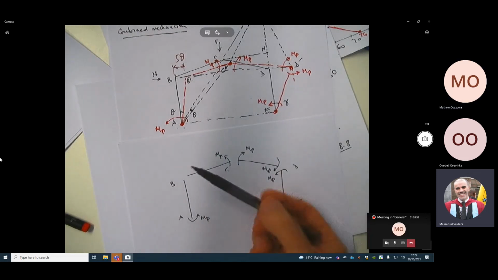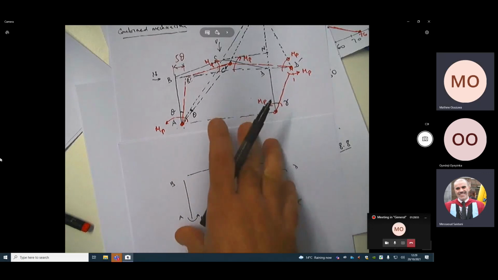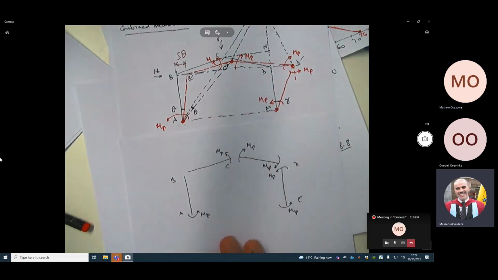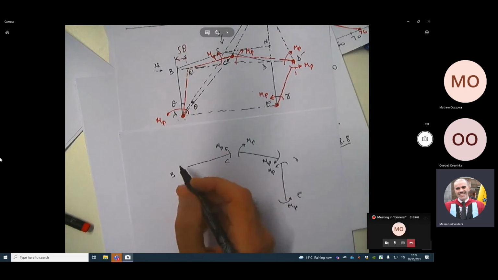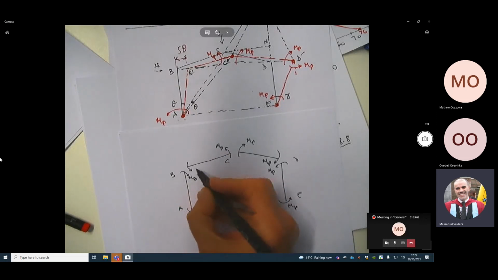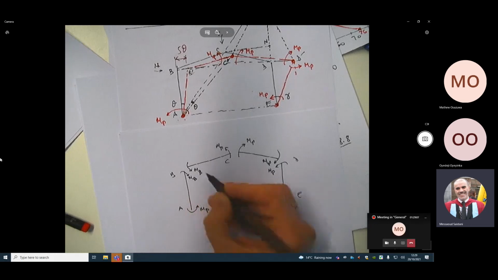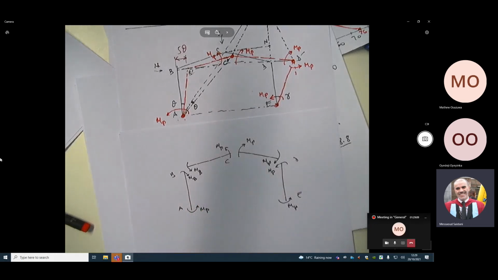Now, we don't know B. So if you don't know the moment at B, you can assume an arbitrary direction, any direction that you want. For example, I'm going to assume MB is in this direction. If we get a negative answer, we know we made the wrong assumption, which is not a problem. Then you can rectify it, okay?